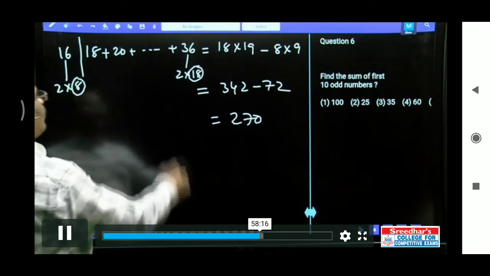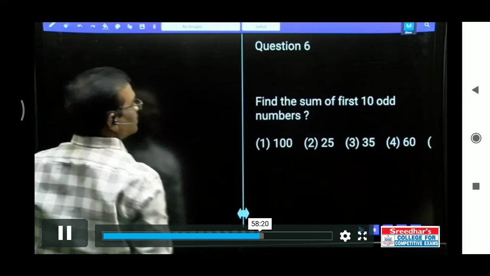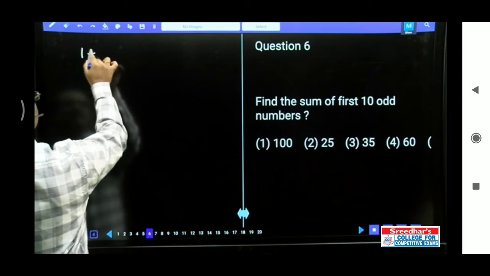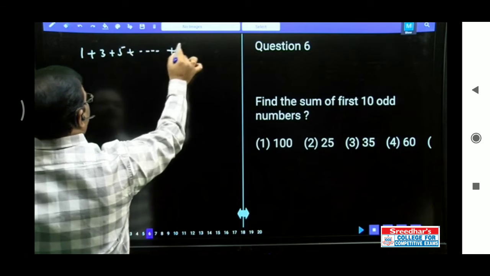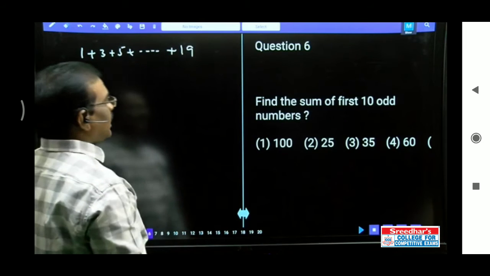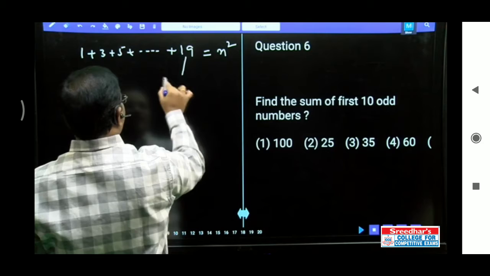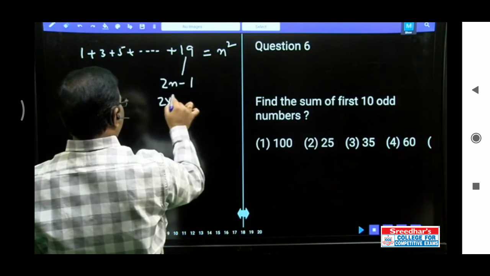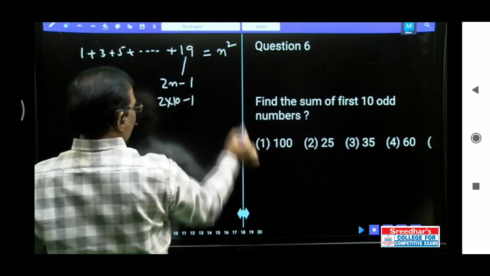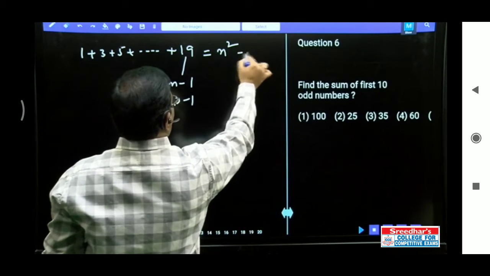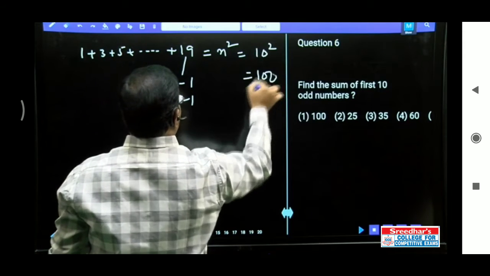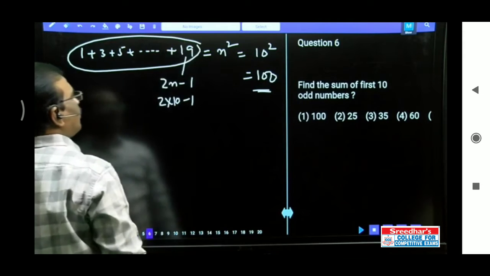Find the sum of the first 10 odd numbers. 10 odd numbers అంటే 1, 3, 5 up to 19 వరకు, up to 2n minus 1. సో ఫార్ములా మనకి n స్క్వేర్ కదా. n is equal to 10 ఎందుకంటే ఇది 2n minus 1 ఫార్ములా ఉంటుంది. 2 into 10 minus 1, n is equal to 10. So therefore n is equal to 10 సబ్స్టిట్యూట్ చేస్తే ఇక్కడ మనకి n స్క్వేర్ కాబట్టి 10 స్క్వేర్ is equal to 100. Therefore the sum of the first 10 odd numbers is 100.